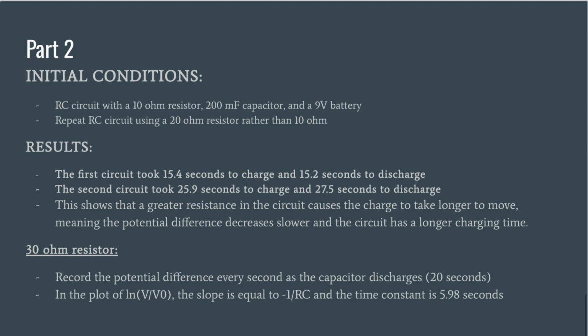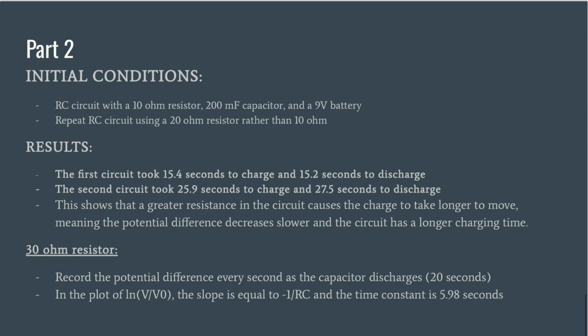Then we repeated the circuit but changed the resistor to 20 ohms, and this circuit took 25.9 seconds to charge and 27.5 seconds to discharge. This shows that a greater resistance in the circuit causes the charge to take longer to move, meaning the potential difference decreases slower, so the circuit takes a longer time to charge.